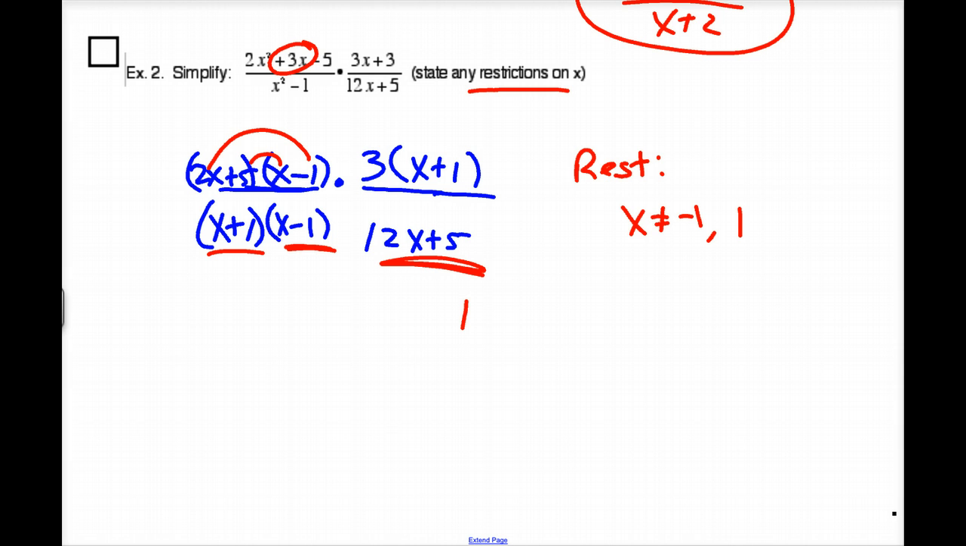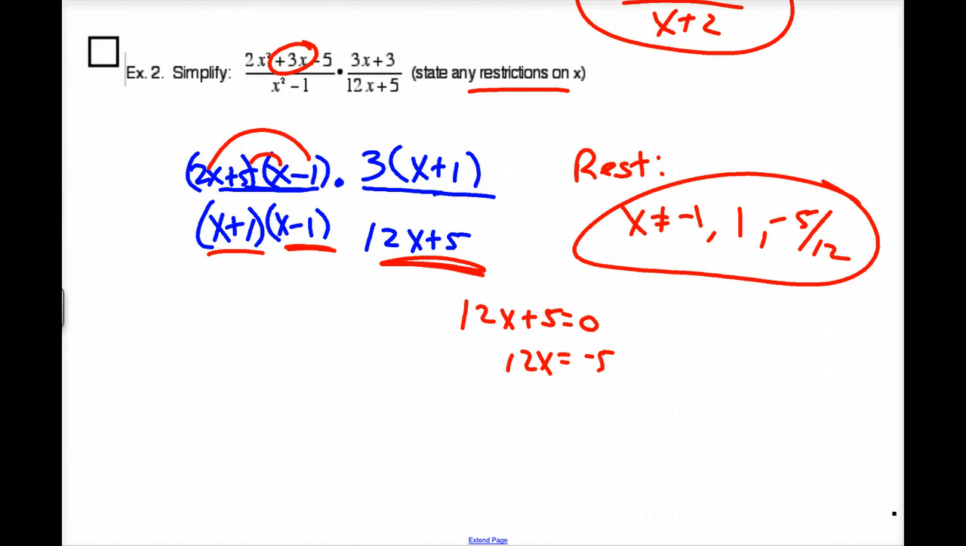What makes 12x plus 5 equal 0? Well, that'd be 12x equals negative 5, so x is negative 5 twelfths. There are 3 x's that don't work. Now I'm going to go back and do my canceling. I had an x plus 1 that canceled an x plus 1, and an x minus 1 canceled an x minus 1.